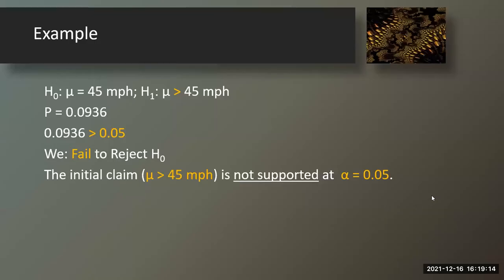And once again, there's lots of video available on the Canvas site showing these keystrokes, as well as this video once it posts, I suppose. So 0.0936, that's greater than 0.05, so we will fail to reject the null hypothesis. So my initial claim of the mean greater than 45 miles per hour is not supported at the alpha equals 0.05 level of significance.